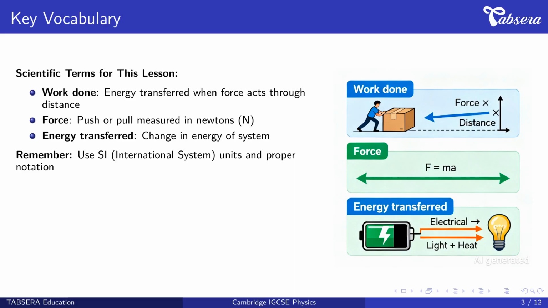First, work done, which means energy transferred when a force acts through a distance. Work done is measured in joules, symbol J. Second, force, which means a push or pull acting on an object. Force is measured in newtons, symbol N, named after scientist Isaac Newton.